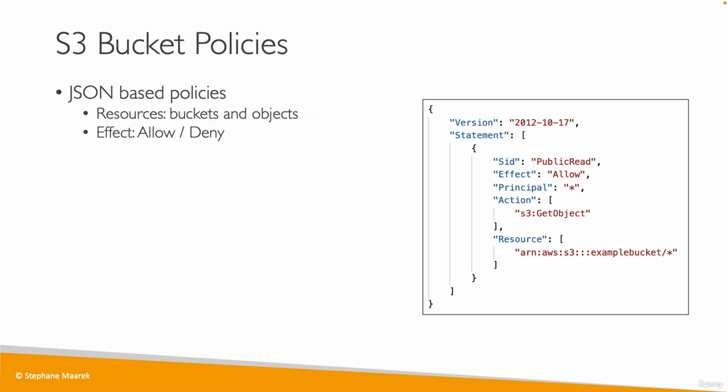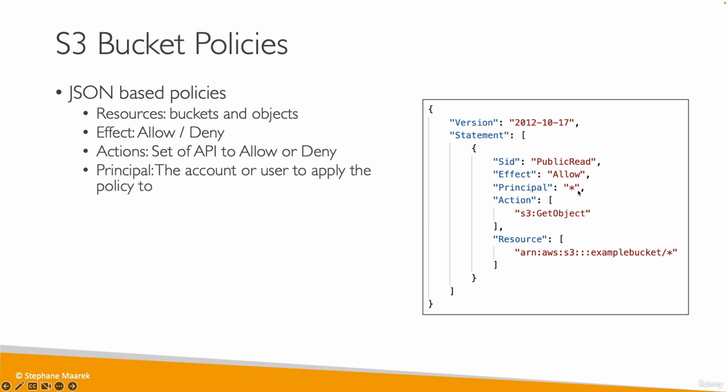Next, we have the effect, so allow or deny. And what do we allow or deny? Well, we allow or deny actions. So we have a set of APIs we can either allow or deny. And in this example, the action we allow is GetObject. So this allows anyone, thanks to the principal. The principal represents the account or the user to apply the policy to. So principal is star. So here we allow anyone, with a star, to get objects, so to retrieve an object from my example bucket, with a star. That means any object within it. So therefore, this S3 bucket policy is setting public reads on all objects inside my bucket.